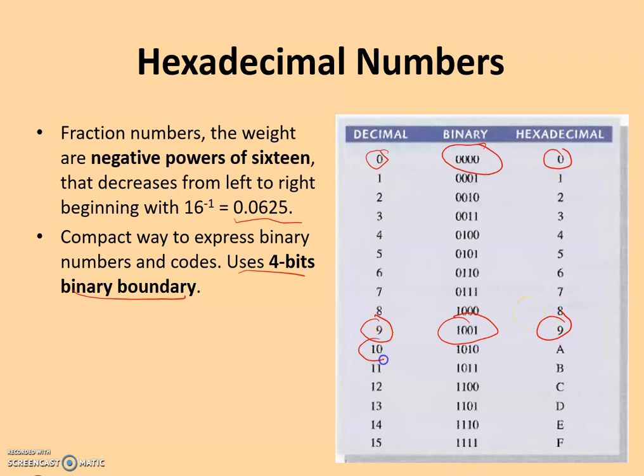For 10 in base 10, the binary equivalent is 1010, and the hexadecimal is where it starts to be different, which is A. So 11 we represent by B, 12 we represent by C, 13 by D, 14 by E, and 15 by F.